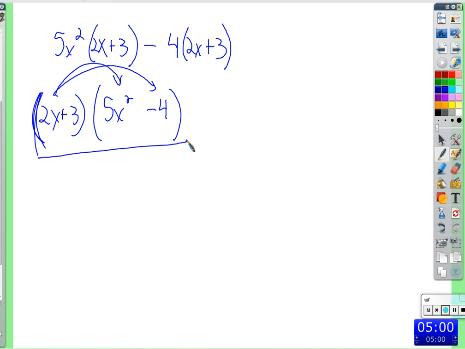So just to show you what we are almost able to do, I'm going to go ahead and distribute this 5x squared and this negative 4, and then we'll have the polynomial. So we get 10x to the third plus 15x squared. We distribute the 5x squared, and we come over here, we distribute this negative 4. We get a negative 8x and a negative 12. So there's a third degree polynomial that we now see can be factored to look like this. This is the factored form of that. So if we start at the middle step, we can get there.